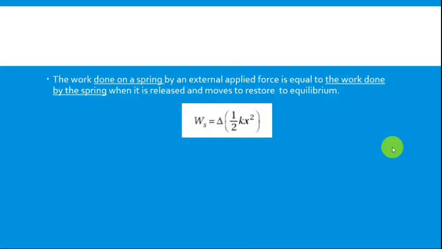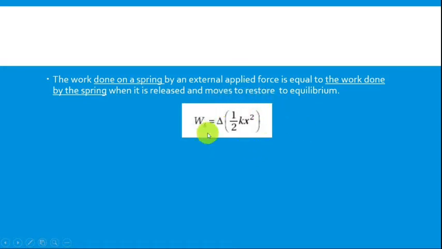The work done on a spring by an external applied force is equal to the work done by the spring when it is released and moves to restore to equilibrium. Here's the formula to find work done by a spring. It's the change in what? Half kx squared, the elastic potential energy. So work of spring is the elastic potential energy final minus elastic potential energy initial.